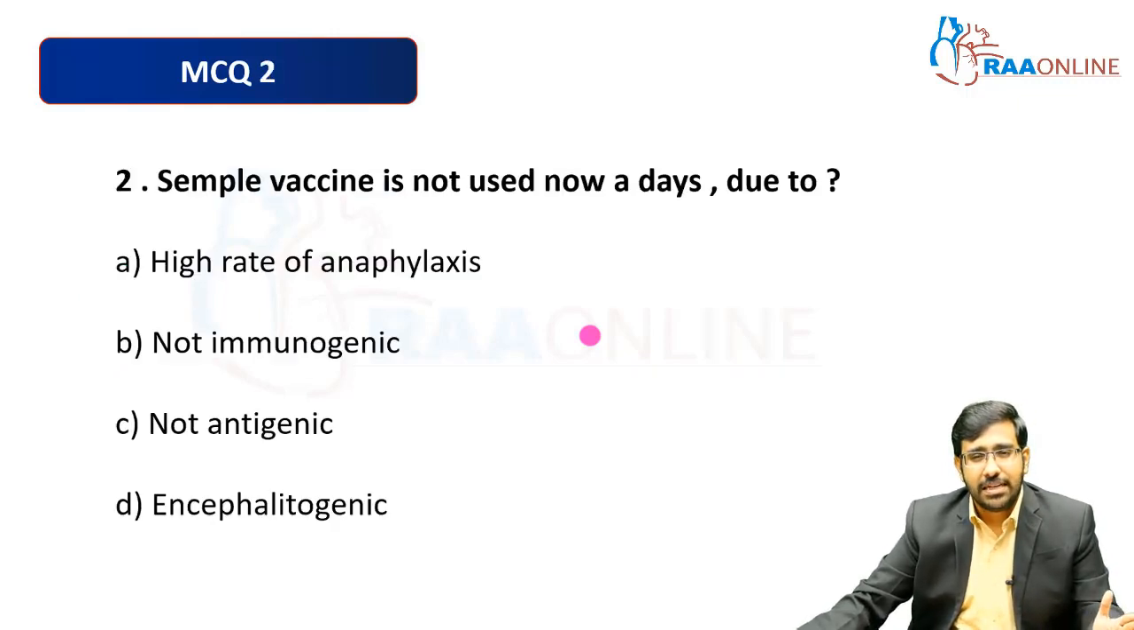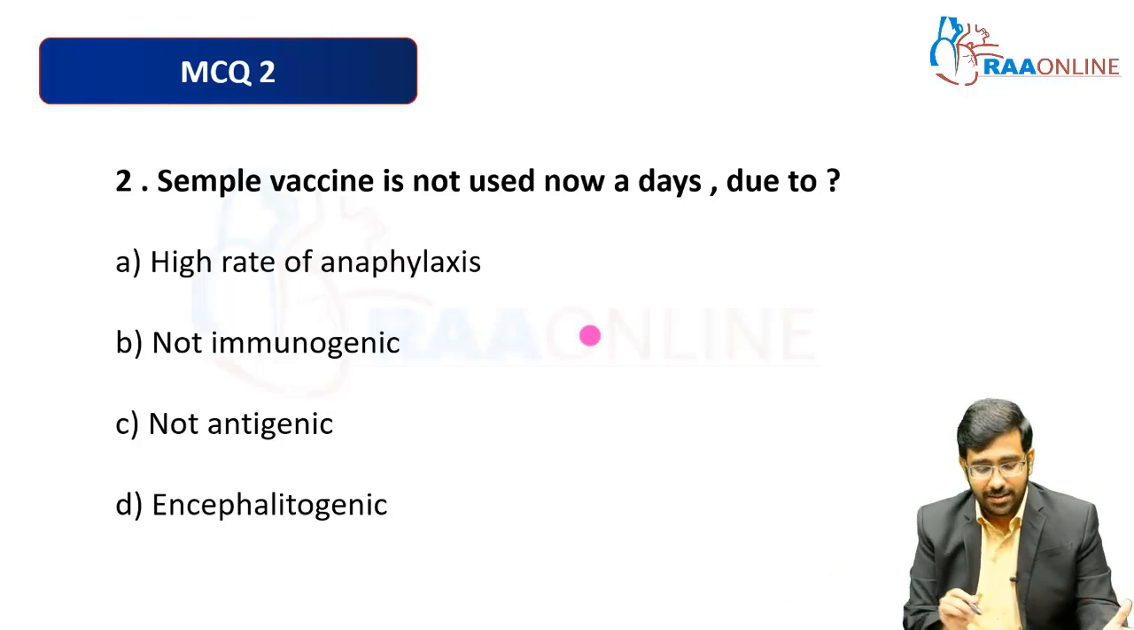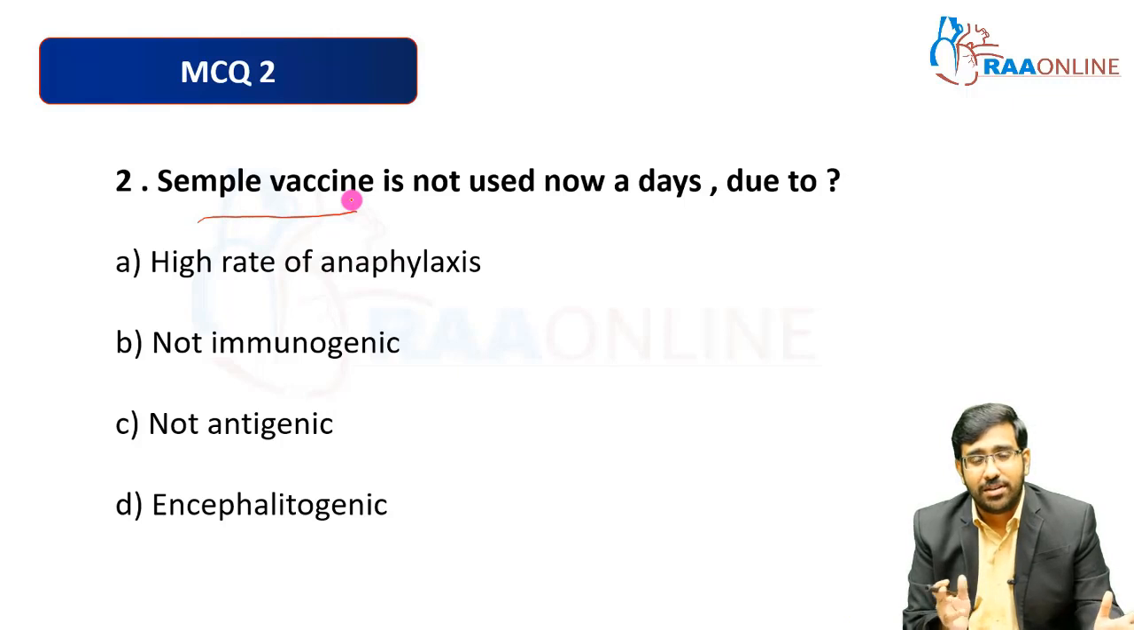Simple vaccine is not used nowadays due to which reason? Option A, high rate of anaphylaxis. Option B, not immunogenic. Option C, not antigenic. Option D, it is encephalitogenic. If you closely look, simple vaccine is an example for a neural or non-neural vaccine? It is an example for a neural derived vaccine, the sheep brain derived vaccine.